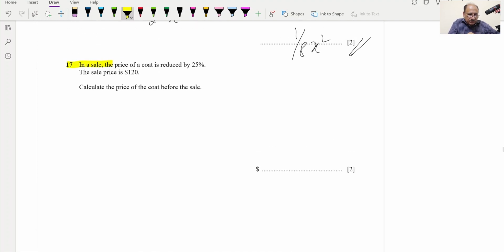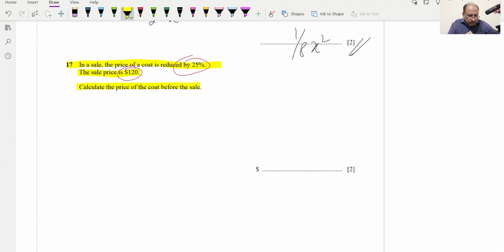Question 17 says in a sale the price of a coat is reduced by 25%. So reduction is 25%. The sale price is provided. This is a reverse percentage question. Mostly in exams they are giving reverse percentage questions, so you will have to specifically practice reverse percentage questions. Calculate the price of the coat before the sale.